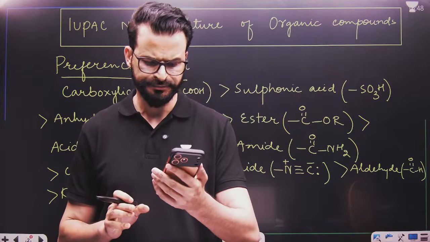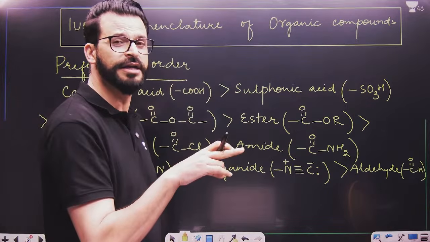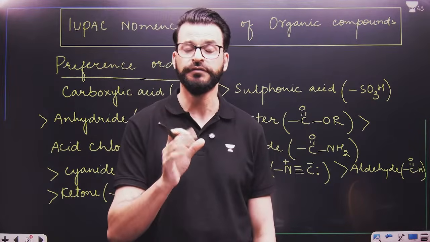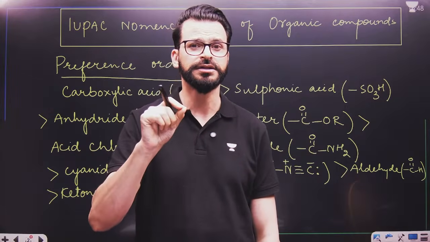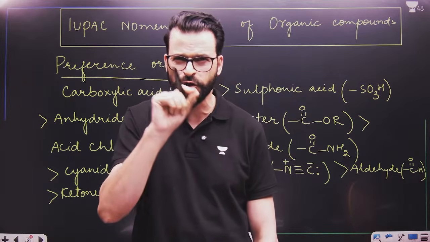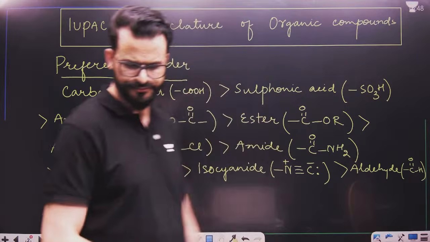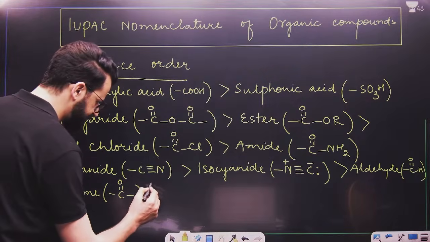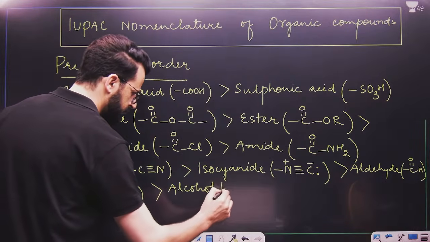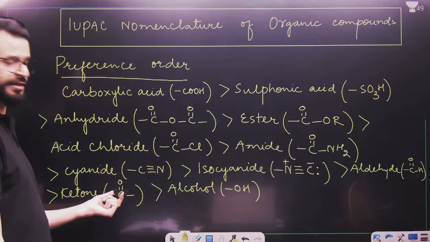Is this clear? Okay. After this, write down the oxygen family, but that oxygen family which forms single bonds. Those functional groups which contain oxygen but form single bonds, like alcohol and phenol. I hope this point is clear. We will write down alcohol first. That's OH. This has O but a single bond. The earlier ones had O but multiple bonds.